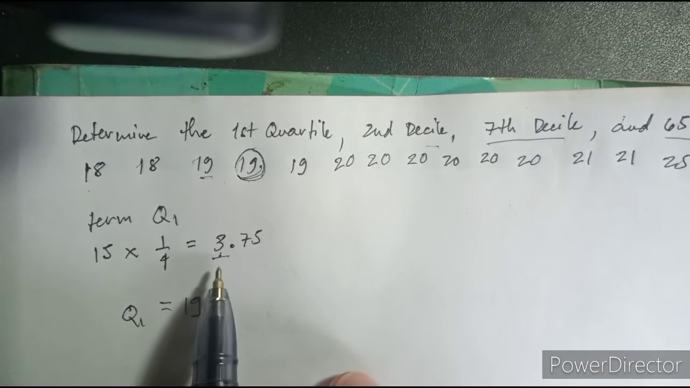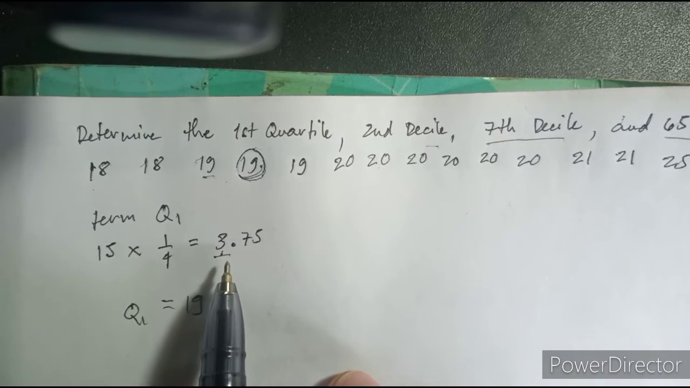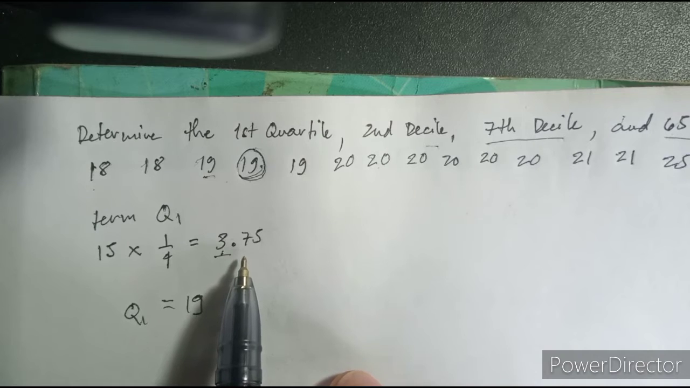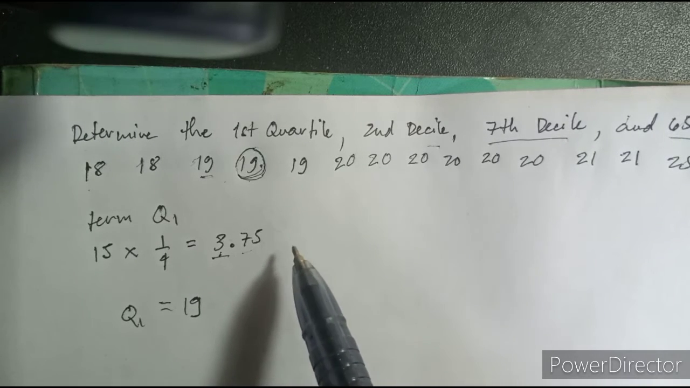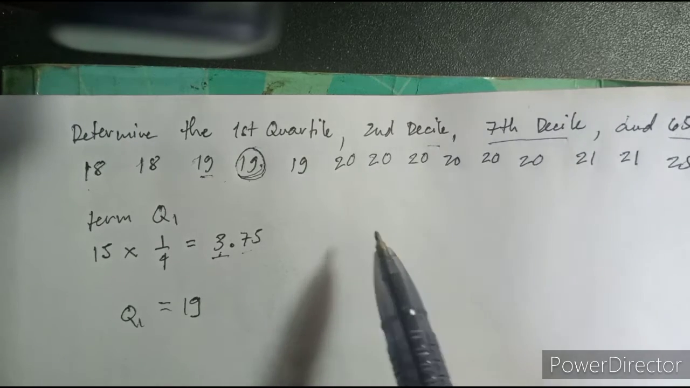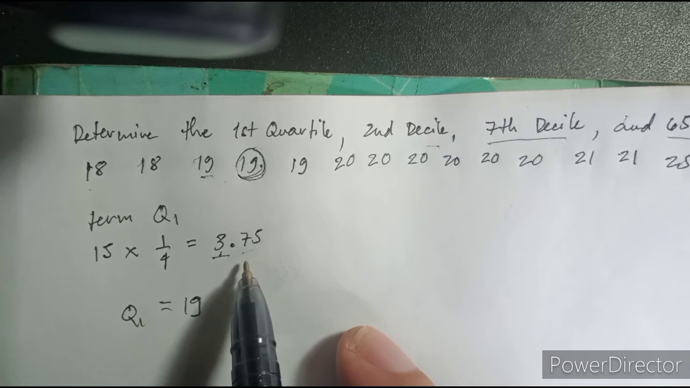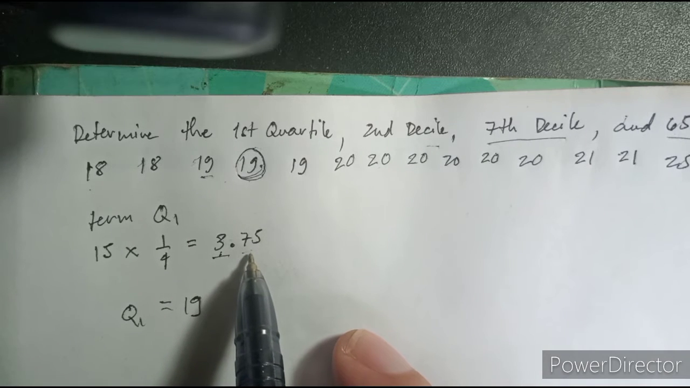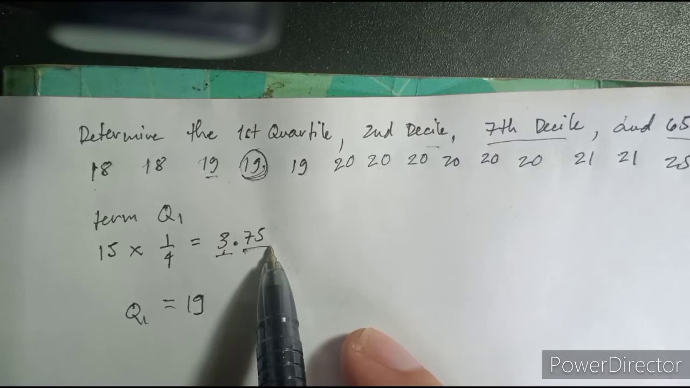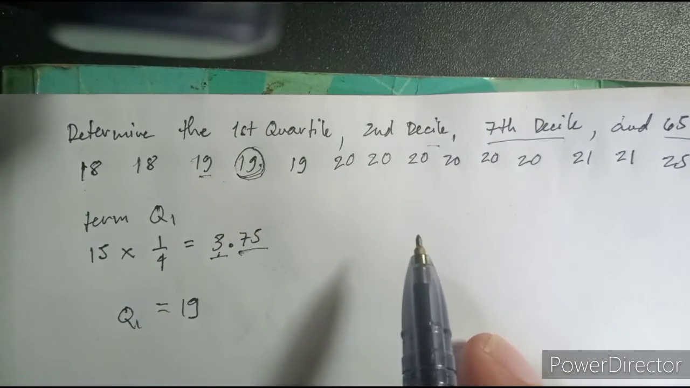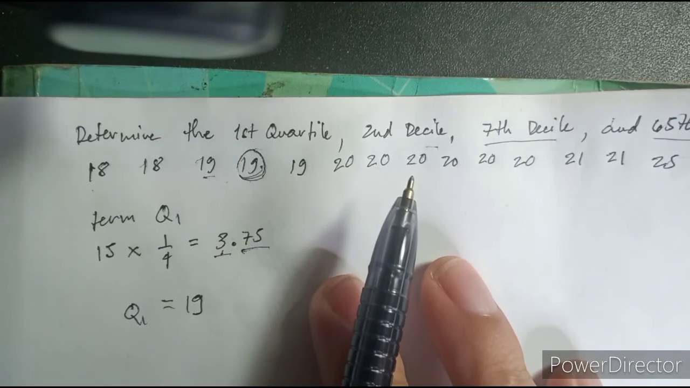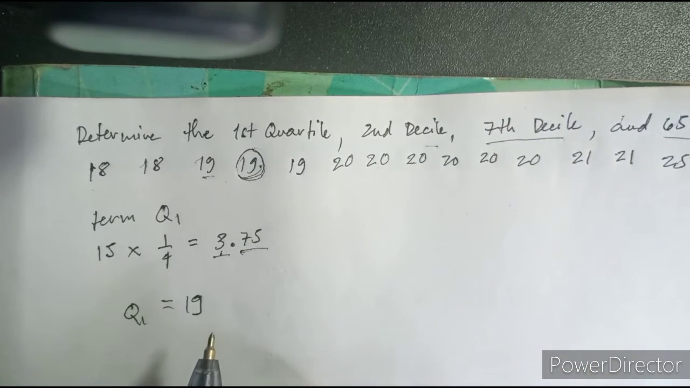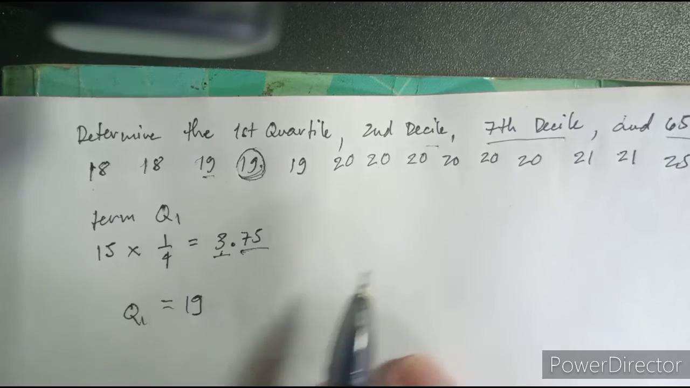As long as it is not exact, regardless of whatever decimal value you have here, 3.01, 3.92, 3.001, as long as there's a decimal point value here, you are going to take the next term as your answer. So that is how we get our first quartile.